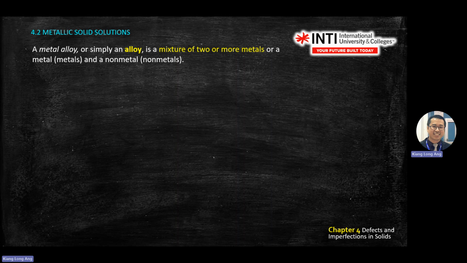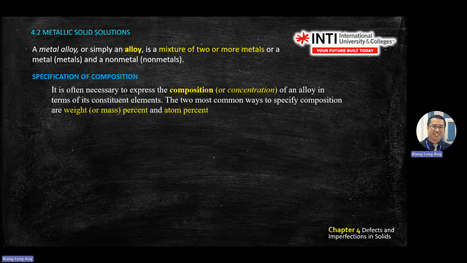So the second part for solid solution, there's a calculation for it. We call it composition. The second part of this one, 4.2, is actually you are making an alloy. You are mixing two different metals together. They will form an alloy, so there's a calculation for it. They call it concentration or composition. We measure it by percentage.